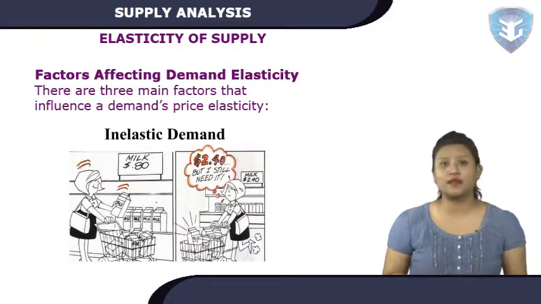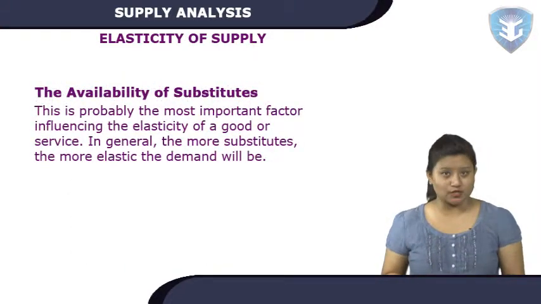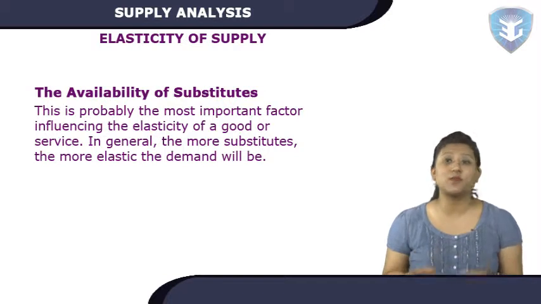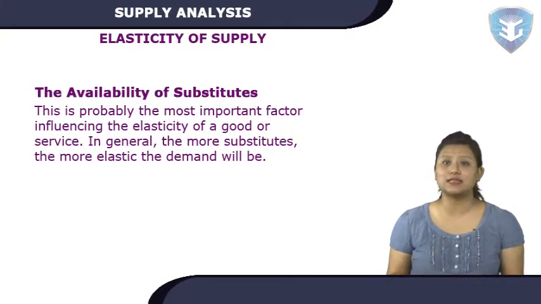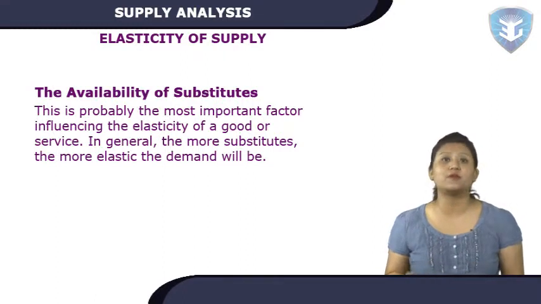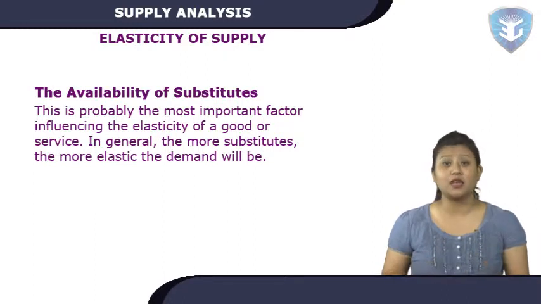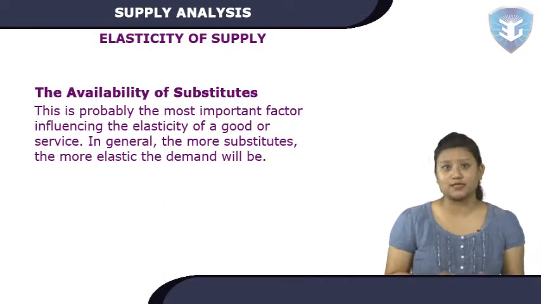There are three main factors that influence a demand's price elasticity. The availability of substitutes. This is probably the most important factor influencing the elasticity of a good or service. In general, the more substitutes, the more elastic the demand will be. For example, if the price of a cup of coffee went up by $0.24, consumers would replace their morning caffeine with a cup of tea. This means that coffee is an elastic good because a raise in price will cause a large decrease in demand as consumers start buying more tea instead of coffee.